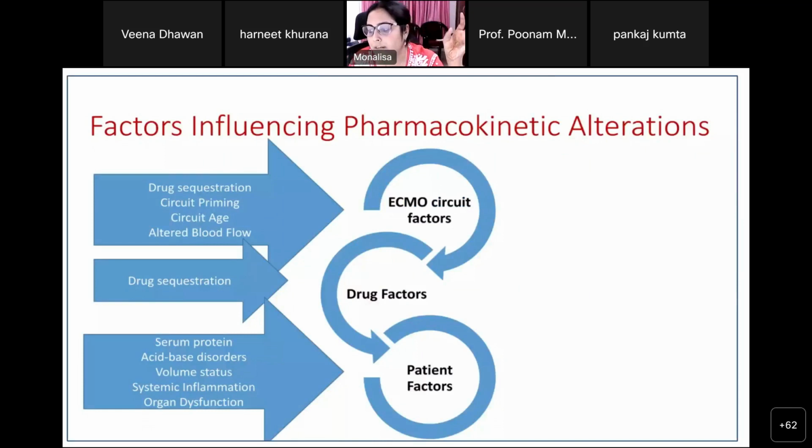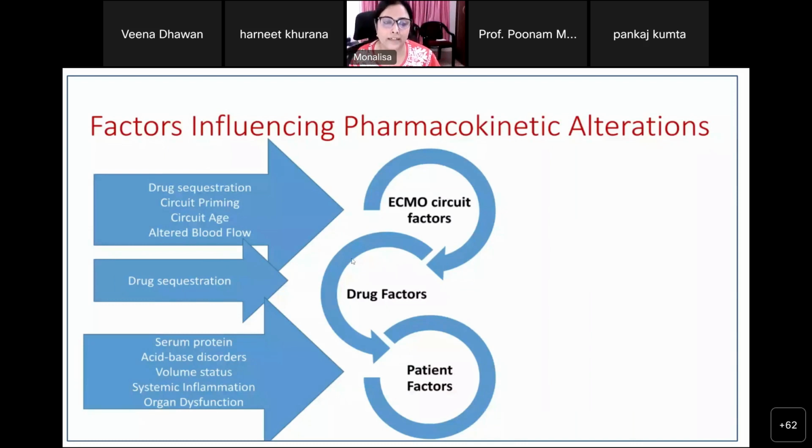Now, what are the ECMO circuit-related factors? You have the circuit cannula, you have the PVC tubing, you have the centrifugal pump, you have an artificial membrane for gas exchange, which is known as the membrane oxygenator. All of this can actually cause a lot of drug sequestration. And also the circuit priming, as we discussed: when you prime the circuit and start ECMO, that causes a lot of hemodilution, which is going to affect the hydrophilic drugs, which have a lower volume of distribution. And the circuit age is also going to play an important role in deciding the pharmacokinetics of the drugs, as well as the alterations in blood flow that are caused when the patient is initiated on ECMO.